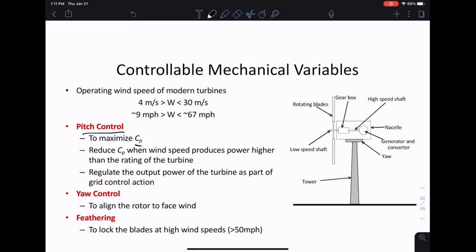You'll definitely need this so-called yaw control because you want to align the rotor to face the wind. And if the wind speed is too high, you want to lock the blades. Basically, if the wind speed is too high, you don't want the blades to turn and generate any power. If the wind speed is too high, dumping power is difficult. So you lock the blade. Okay, so that's the control mechanism we have.